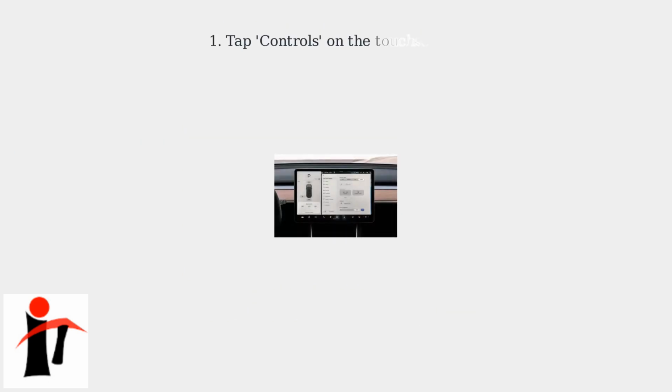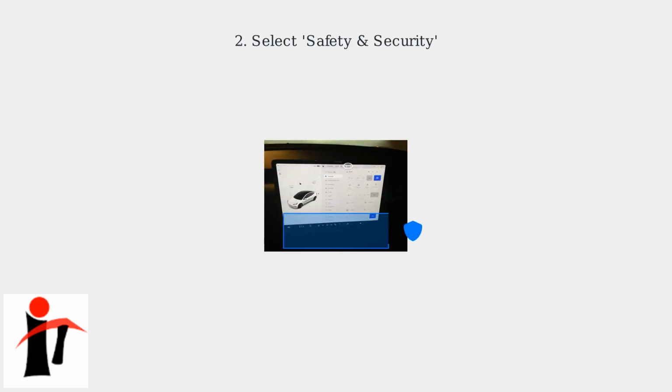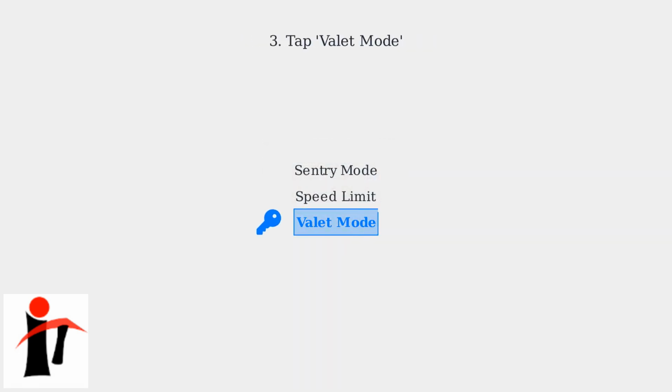Enabling Valet Mode on your Tesla Model Y starts with the touchscreen. First, tap the Controls option on the main screen. Next, scroll through the Controls menu and select Safety and Security to access security settings. In the Safety and Security menu, locate and tap Valet Mode to initiate the setup process.